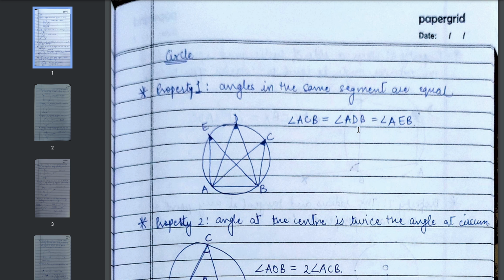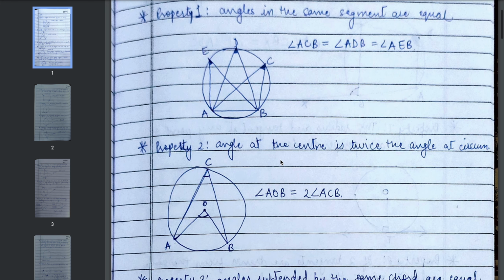So like this, we can also say this one in other words, like all the angles subtended by the same chord in the same segment will be equal. So angle ACB is equal to angle ADB and AEB angle, this one. So all three of them are equal.